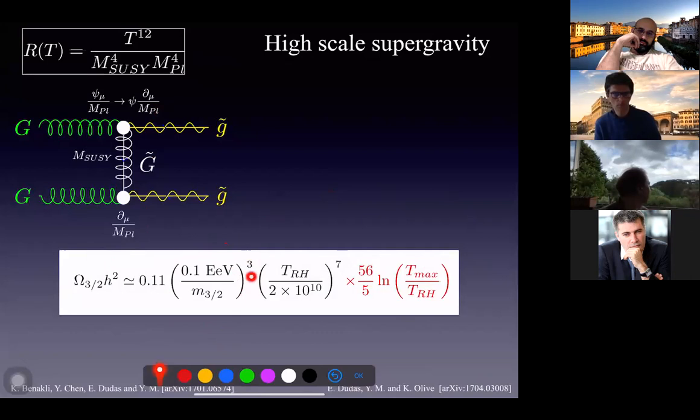Easy to understand. You have a rate which is very suppressed in this kind of model, for instance, which means small production, which means you need to go to heavy dark matter to counterbalance the small production rates. Okay. And also notice you have a strong dependence on reheating temperature, very strong dependence, mainly coming from the fact that the rate is very suppressed. Okay. You have strong dependence on reheating temperature.